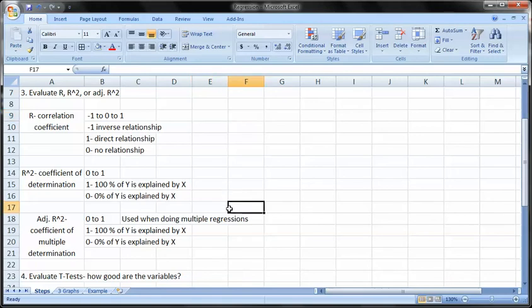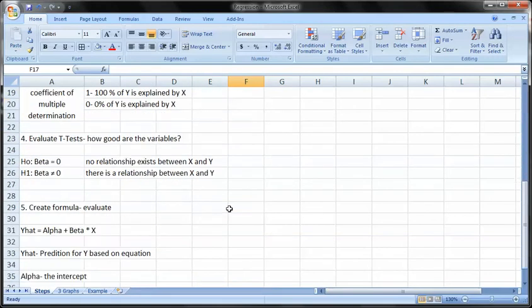All right, step number 4, evaluate t-tests. How good are the variables? And the nice thing about this particular test is the hypothesis doesn't change. Unlike our t-test and z-test before, the null and the alternative do not change. Basically what you're saying is the beta is equal to 0 for your null, and your alternative is the beta is not equal to 0.